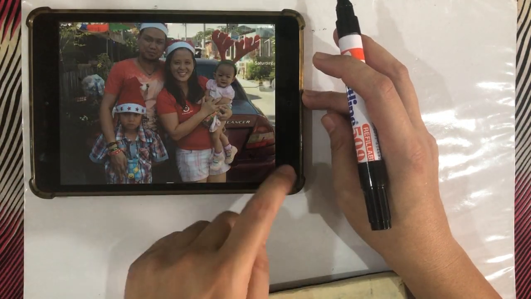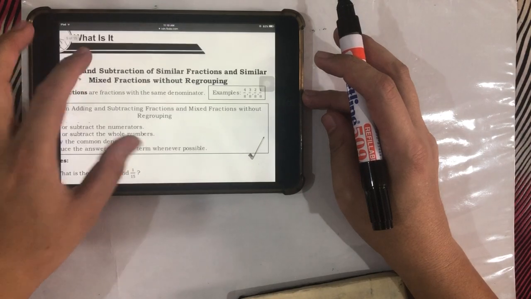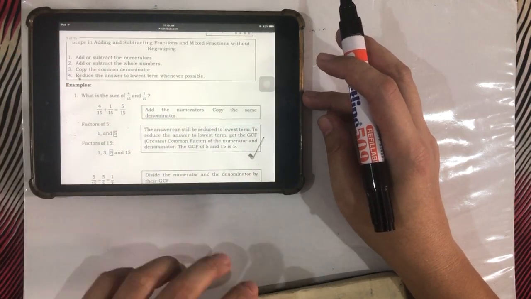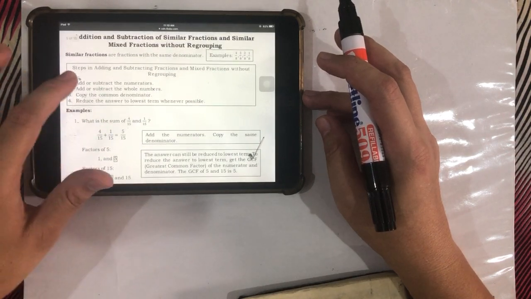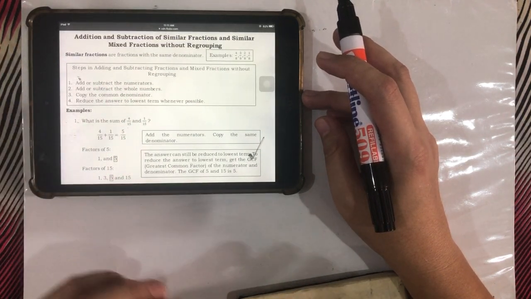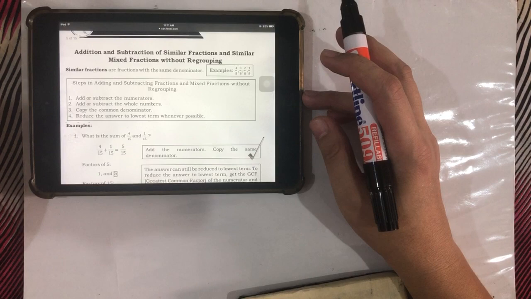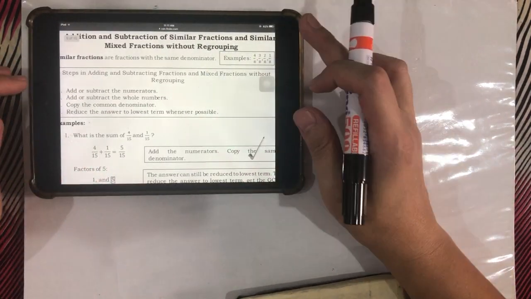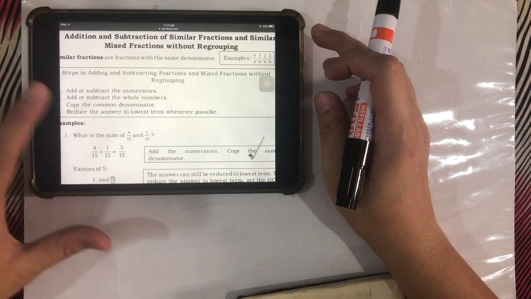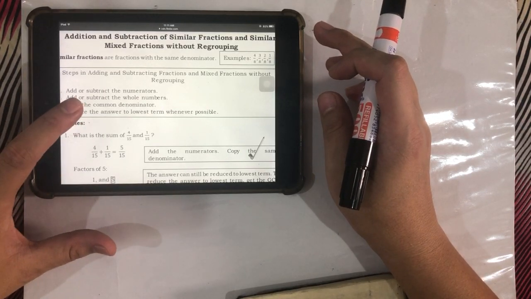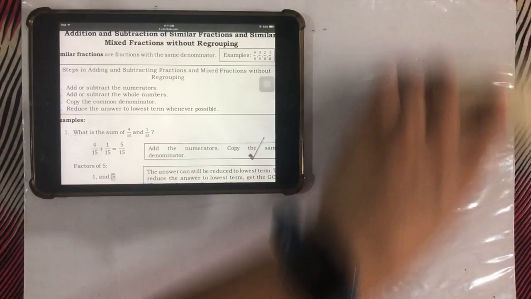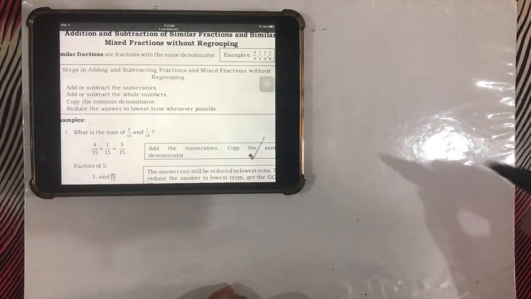So, yun yung preliminary lesson. Okay? So, dito naman, example, oh. So, ang sabi, in steps, in adding and subtracting. So, add or subtract, depende kung ang ginagawa mo ay addition or subtraction. Okay? Tapos, sa whole number naman, ganun din. You just have to add the whole number and then copy yung common denominator. Example. Let's have an example for that.